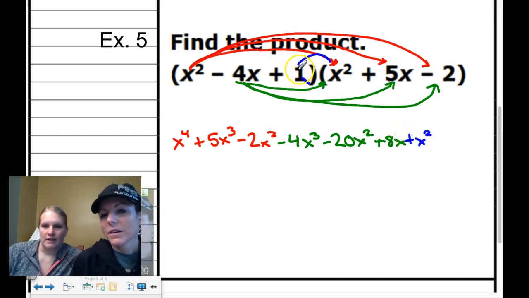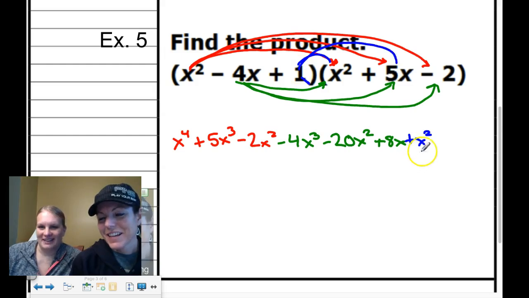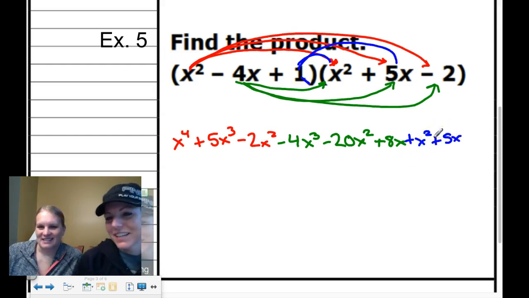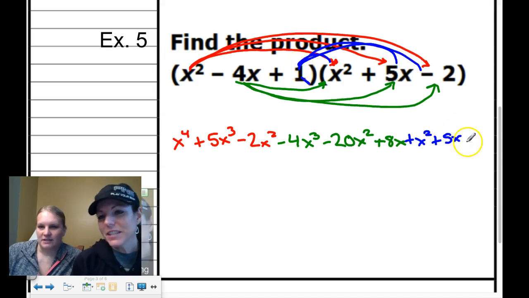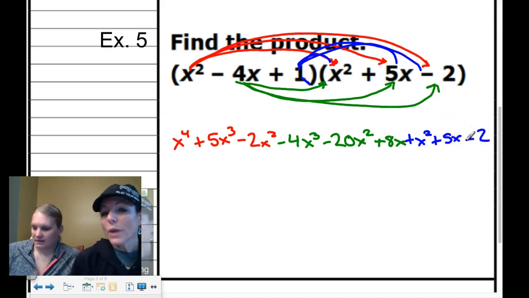Oh boy, I started going a different way. 1 times 5x is 5x. Yes, this one's really easy. And 1 times -2 is -2. Okay, so right now let's do a quick check.